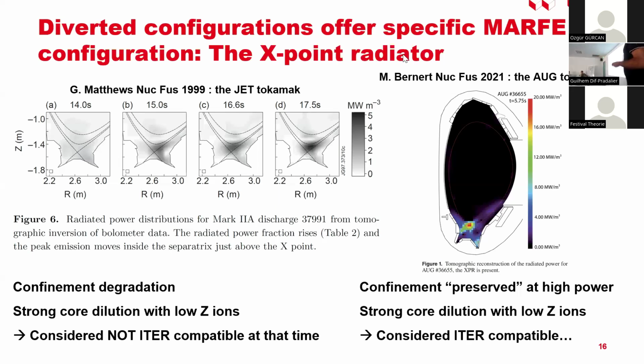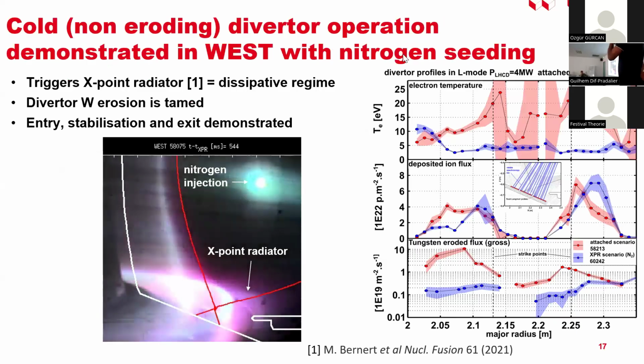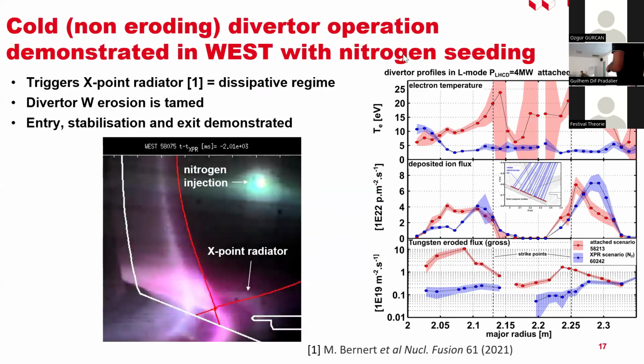So now I will speak about WEST, finally. We started this MARF experiment, say, 2 years ago. What we do is that we inject nitrogen somewhere. It's a camera looking at the plasma from the side. I'm showing here the separatrix in red. The blue would be the wall contour. We inject nitrogen from a location seen by the camera. It makes this bright spot.